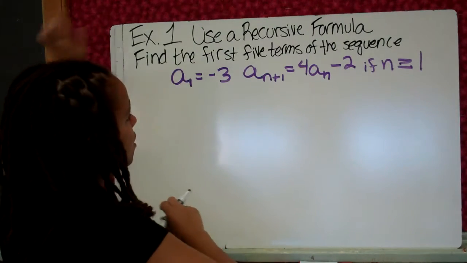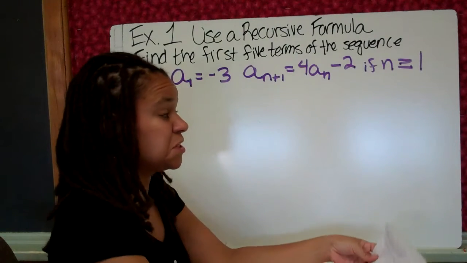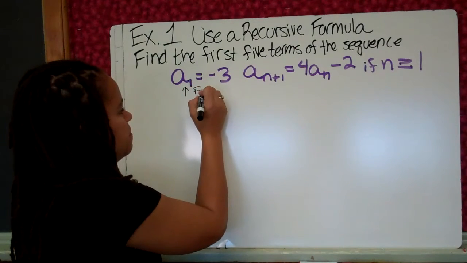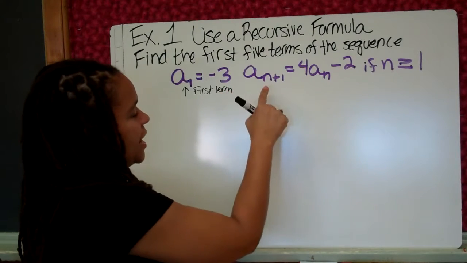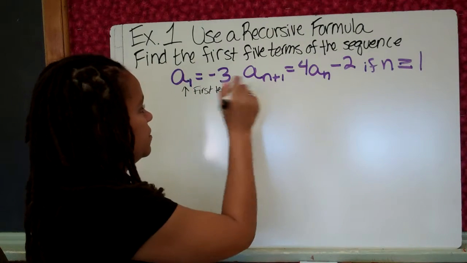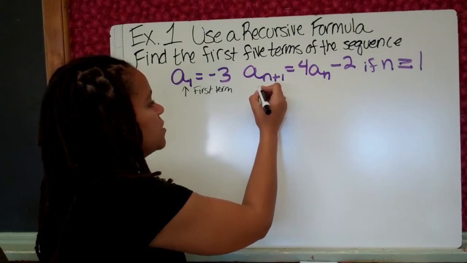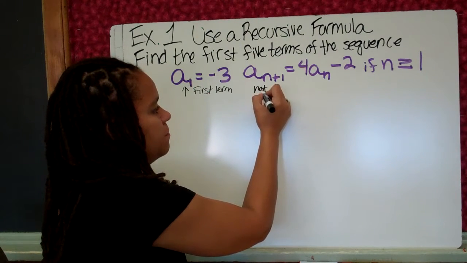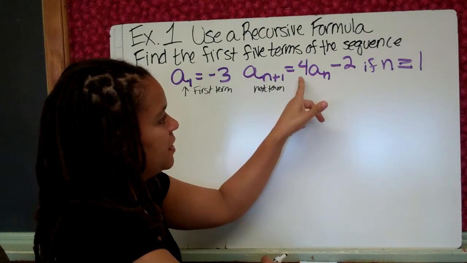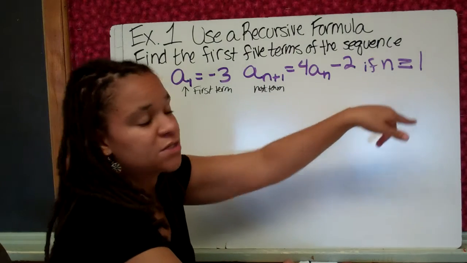All right, so example 1, use a recursive formula. We're going to find the first 5 terms of this sequence. They already told us how many we need. The first term, a sub 1, means first term. And a sub n plus 1 is the next term. So if you started with the first and added 1 more, that's a sub 1 plus 1, or a sub 2, the next term. What it says is 4 times the term you're looking for minus 2, if n is greater than or equal to 1.